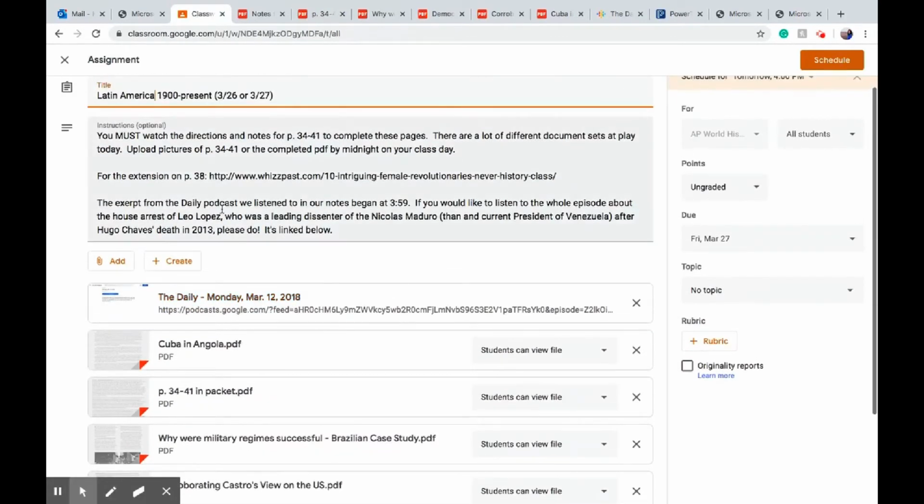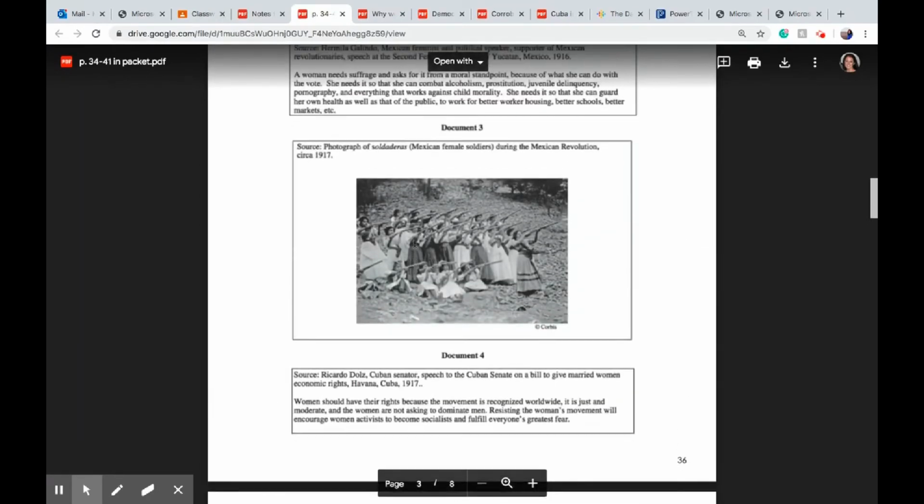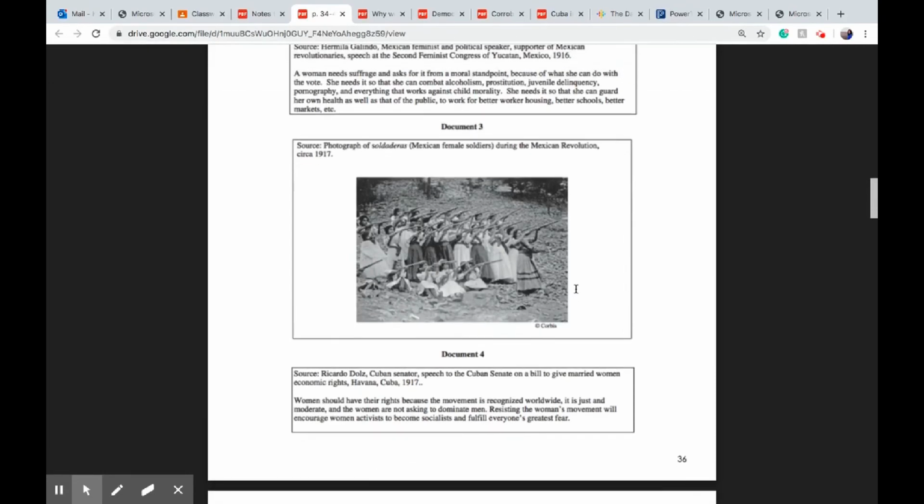If you're interested, there's a link here for 10 intriguing female revolutionaries, many of which are alluded to in the documents. They're not mentioned by name, but one of the women involved, for instance, in this Mexican Revolution is featured, and you can learn a little bit more about her.